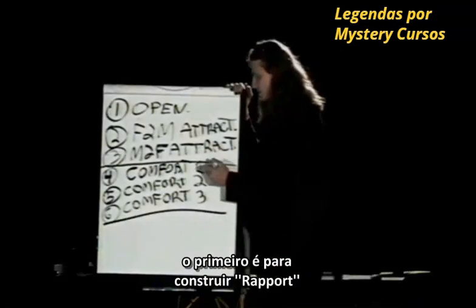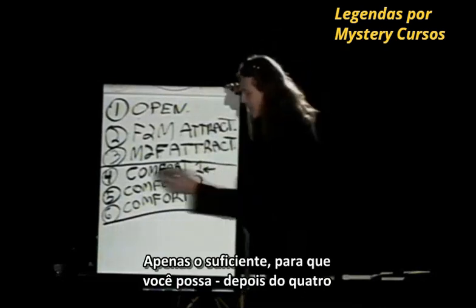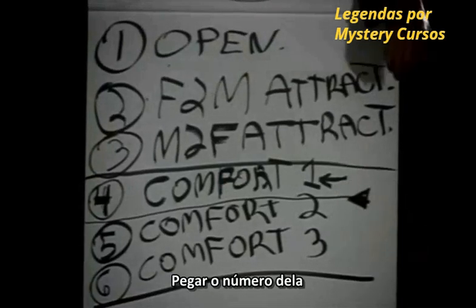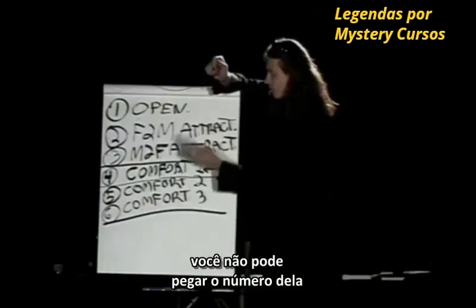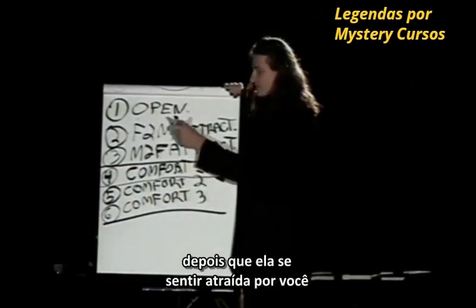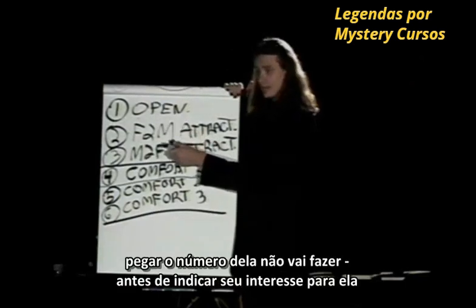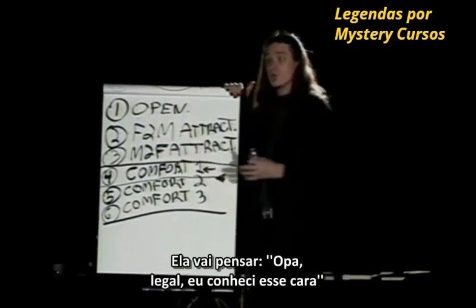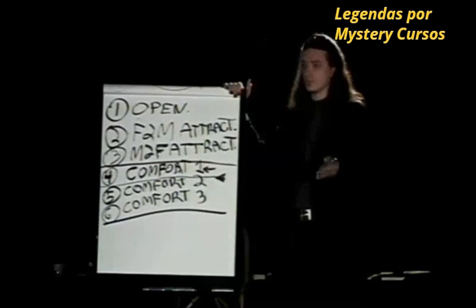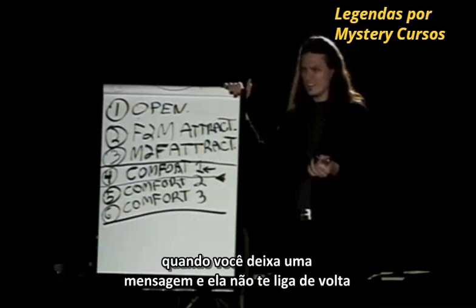The first one is for building rapport, just enough so that you can, after 4, right here, go for her phone number. You can't go for her phone number right after you open because she's not attracted to you yet. After she's attracted to you, going for her phone number, before you have indicated your interest to her, she's going to think, oh, great, I met this guy. And then you go for the phone number, and then it goes weird on you. When you leave a message, and she doesn't call you back.